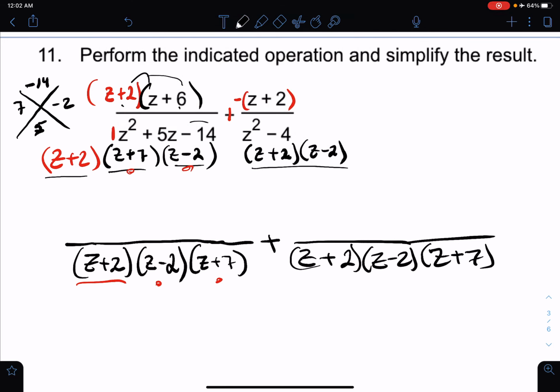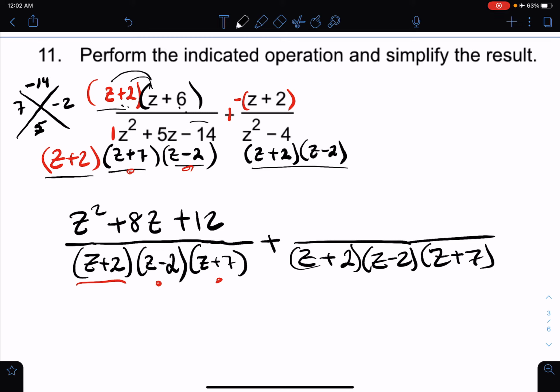So let's try this again. Once again, I found my LCD. I did realize I needed to multiply by z plus 2, but I changed the sign. I must multiply by the same identical factor, I should call it. Z times z is z squared. The middle term is 2 plus 6, which is going to be 8z. 2 times 6 is 12. So that looks better. Z squared plus 8z plus 12.